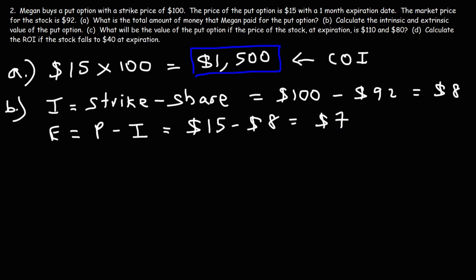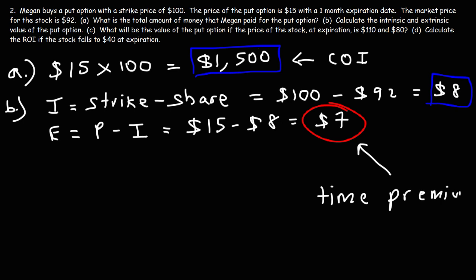So let's think about what this means. Let's say the price of the stock remains at $100. 1 month later, if it expires at $100, the price of the put option will be worth $8. The $7 that you see here, the extrinsic value, is known as the time premium, or you could think of it as the time value of the put option. At expiration, that $7 is going to disappear. That's money that's going to go away. But right now, she has $8 built into this contract.